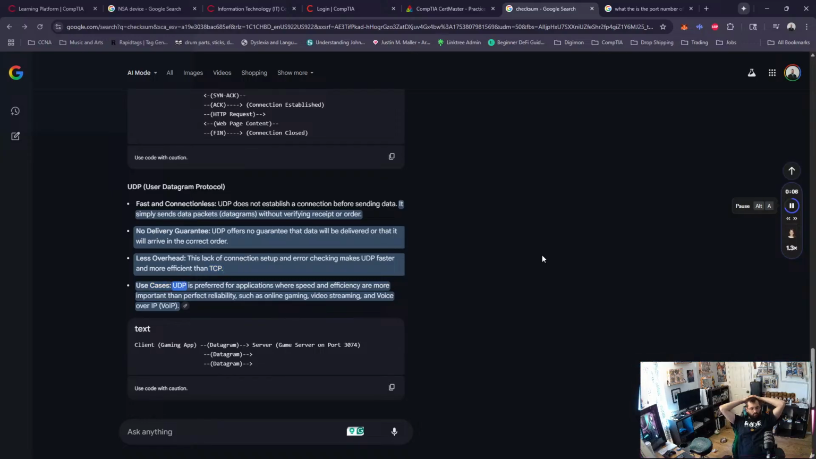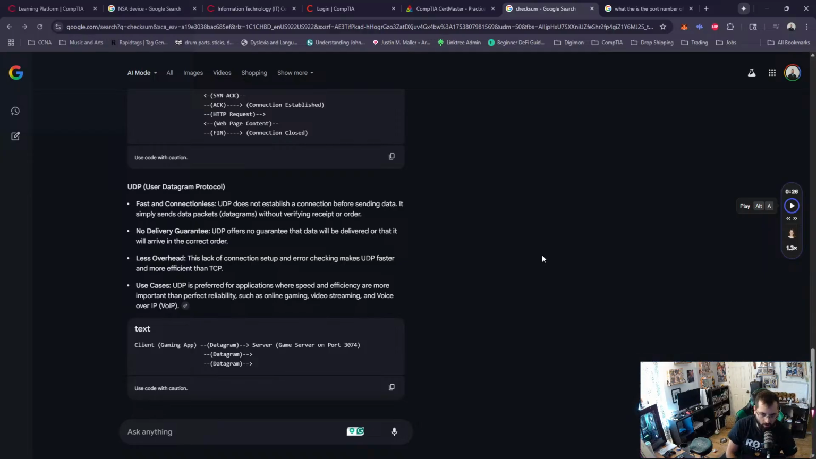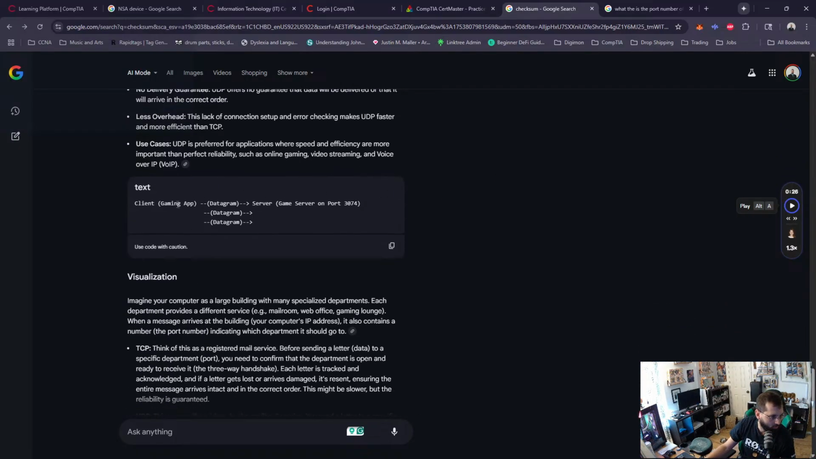Use cases: UDP is preferred for applications where speed and efficiency are more important than perfect reliability, such as online gaming, video streaming, and voice over IP (VoIP). And that's how you get jitter and all that stuff, because you're losing packets. But it doesn't matter because it's constantly being fed. So client, gaming app, diagram, server, gaming server, port 3074. What is port 3074?